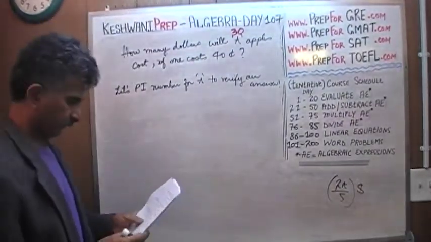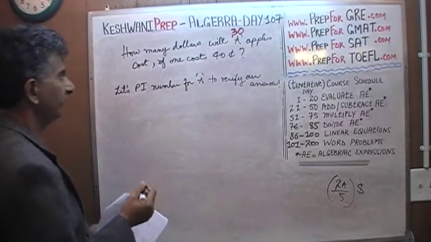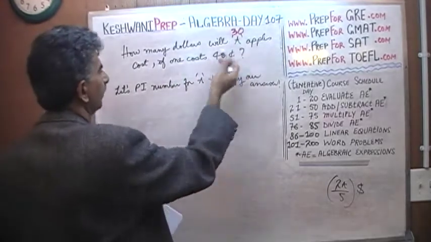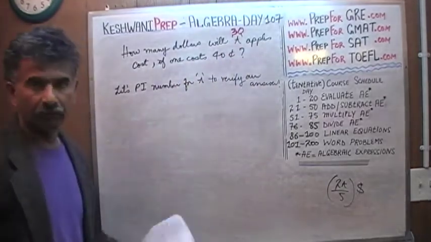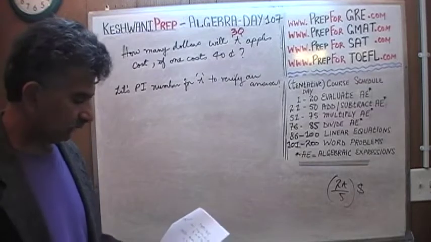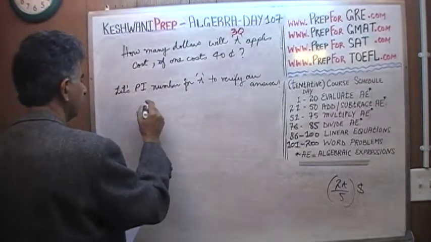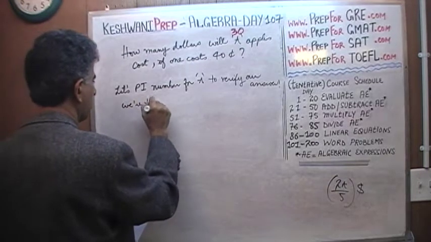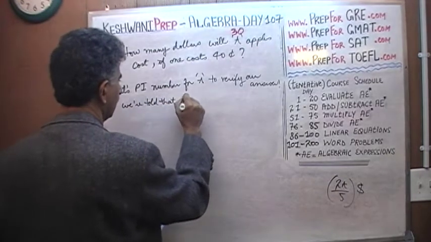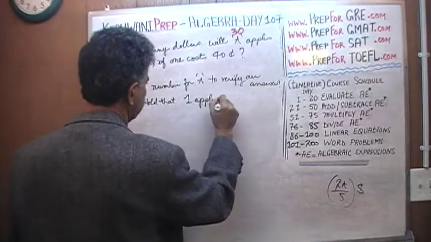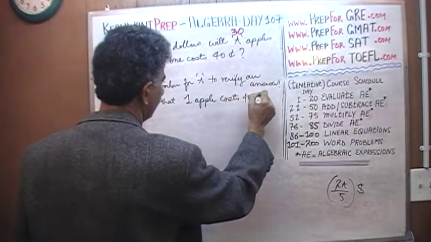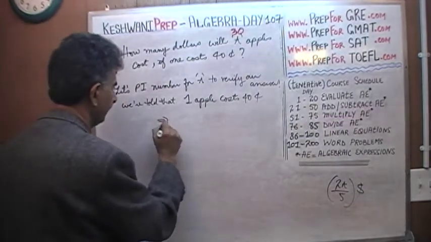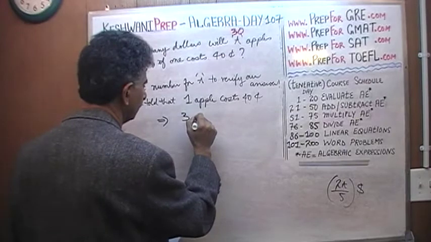So here's the work. Now the question reads, how many dollars will 30 apples cost if one apple costs 40 cents? Well, now it's an arithmetic problem. We're going to solve it and see what happens. We are told that one apple costs 40 cents.